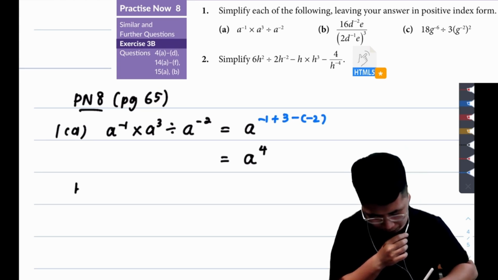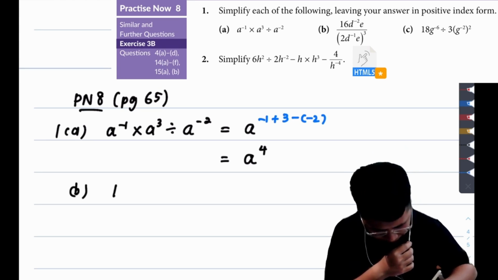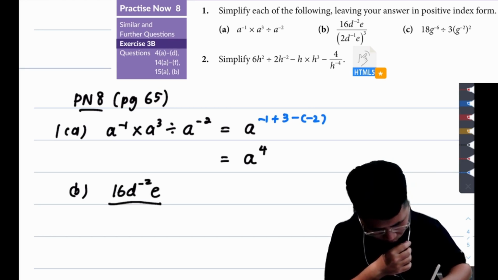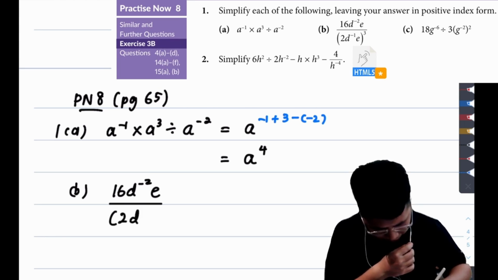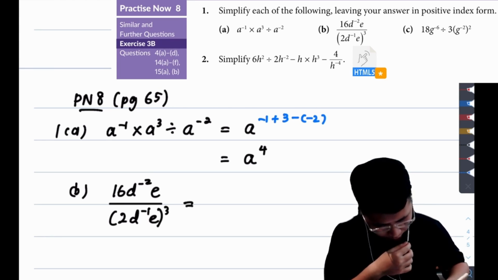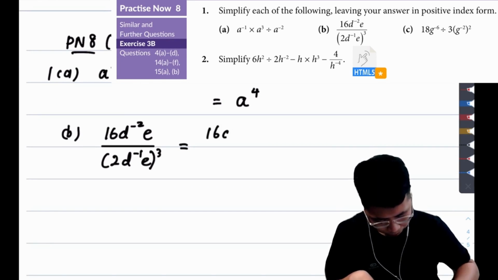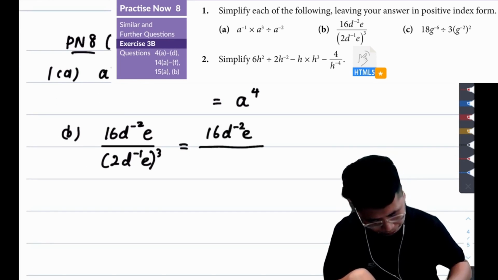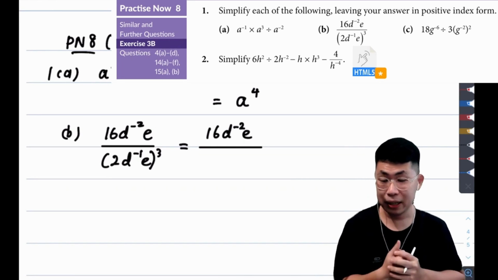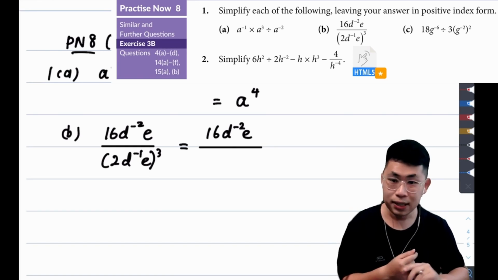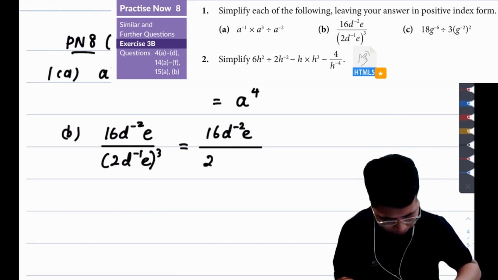Part B. We have 16 d to the power of negative 2 and e, whole thing, divided by 2 times d to the power of negative 1 and e cubed. Let us make use of law 5 or law 4 to distribute the power to the denominator first, because based on BODMAS, we should settle the brackets first. So we have 2 cubed, which is 8.